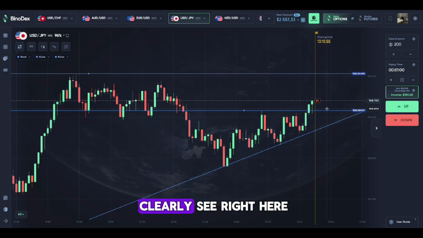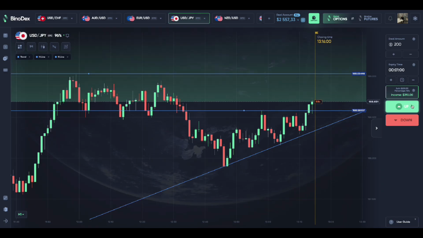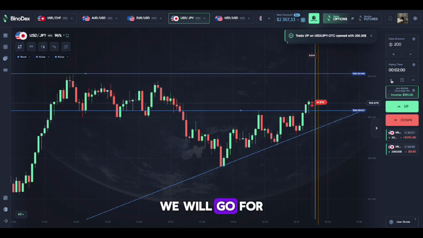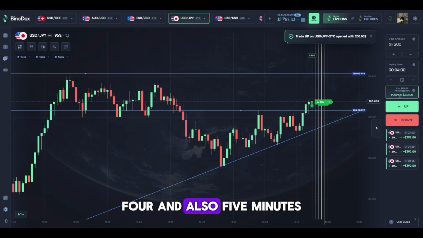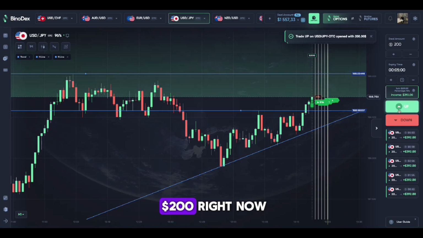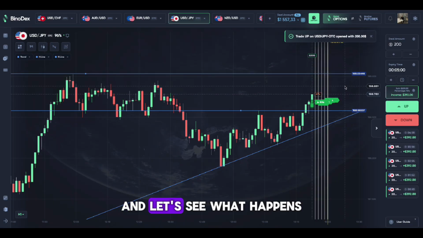So, as you can clearly see right here, the candle is closing well above the resistance level. So let's open several different trades for an increase. We will go for 2, 3, 4, and also 5 minutes. Let's open a trade for the amount of $200 right now. And let's see what happens.